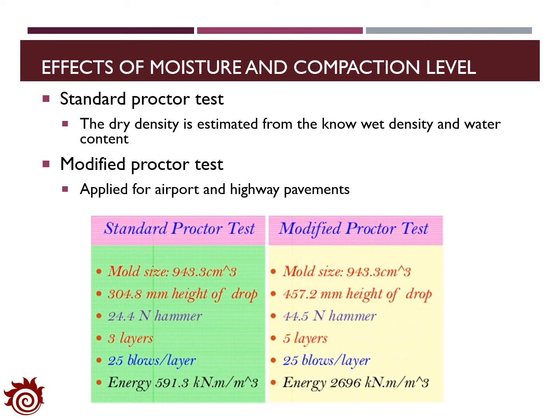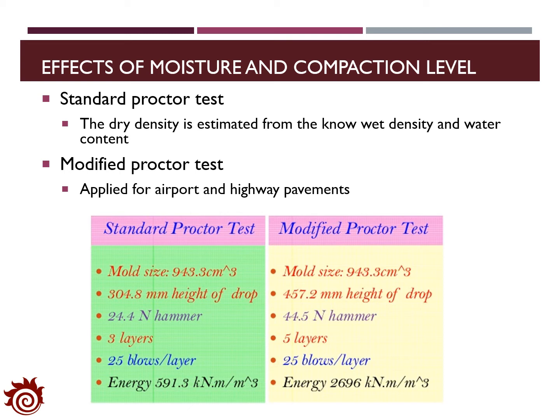Usually, the standard test is applied for laboratory tests. It's not appropriate for airport or highway pavements. Regarding the compaction for airport and highway pavements, we have to use the modified proctor test. The table here compares the difference between the standard test and the modified test.